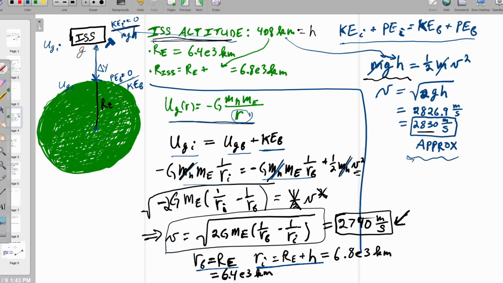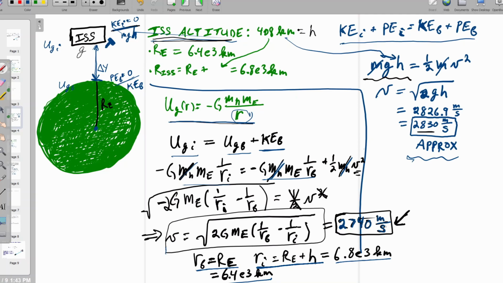So if I plug in these two numbers, you'll see that my initial radius is about 408 kilometers larger than the radius of the Earth. Putting those numbers in, I get 2,740 meters per second. So I get a number that's different by about 3%, and it's a bit lower.